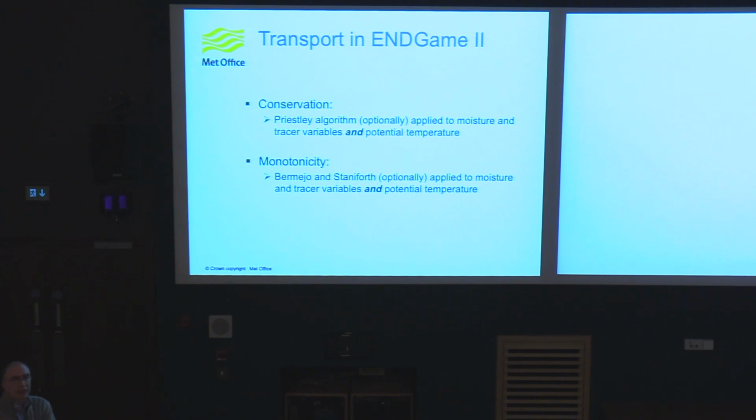Monotonicity, something I'll explain in a minute, but basically we don't want the scheme to produce spurious new extrema, either maxima or minima, that aren't there in the data that's being moved around. And so we need to manage that, and we use a scheme called the Bermejo-Staniforth scheme. Again, the user can determine whether or not it is applied to the moisture, tracer and potential temperature variables.